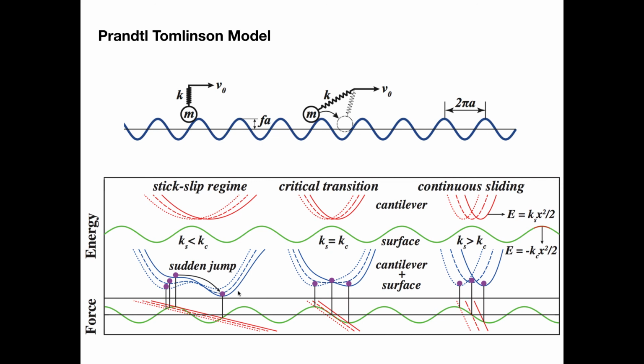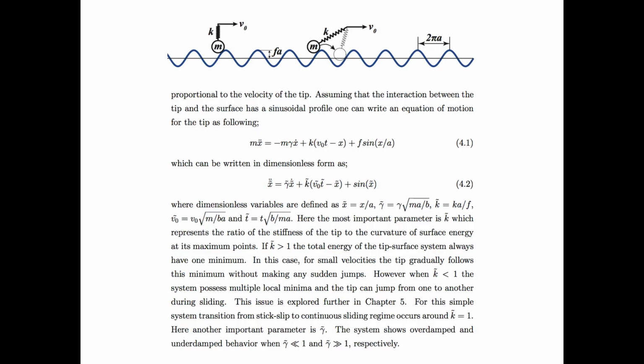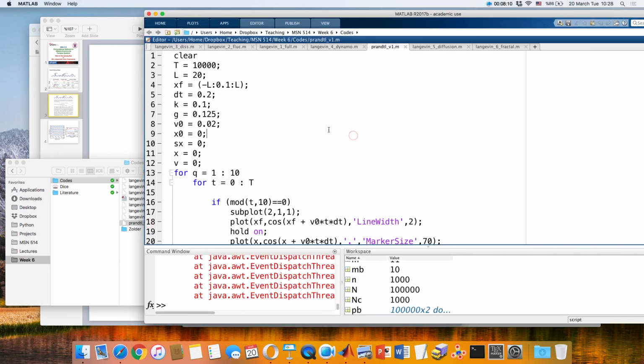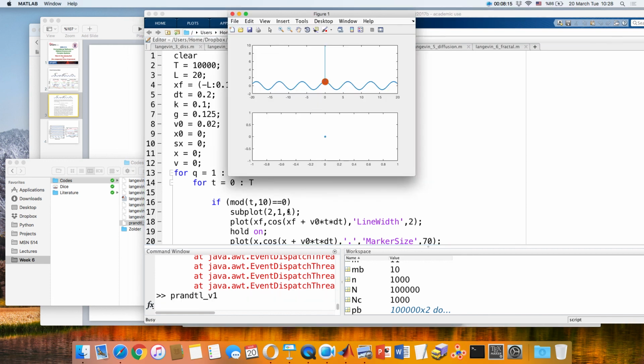Okay, but if this spring is strong enough, then you will always have only one minimum, and this object will follow that minimum, and the friction will be linearly dependent on velocity. So let me show you the model. This is the model, and I actually have over here the conditions, etc. Let's just watch it.